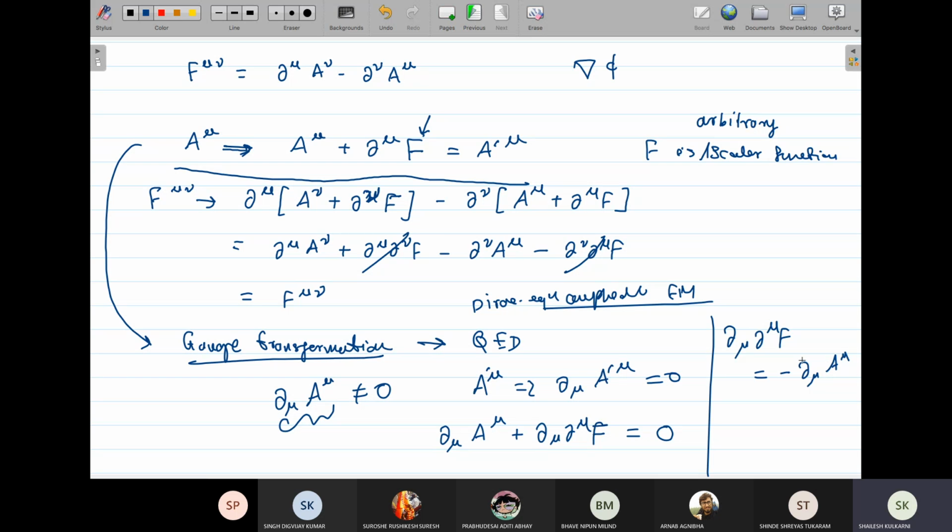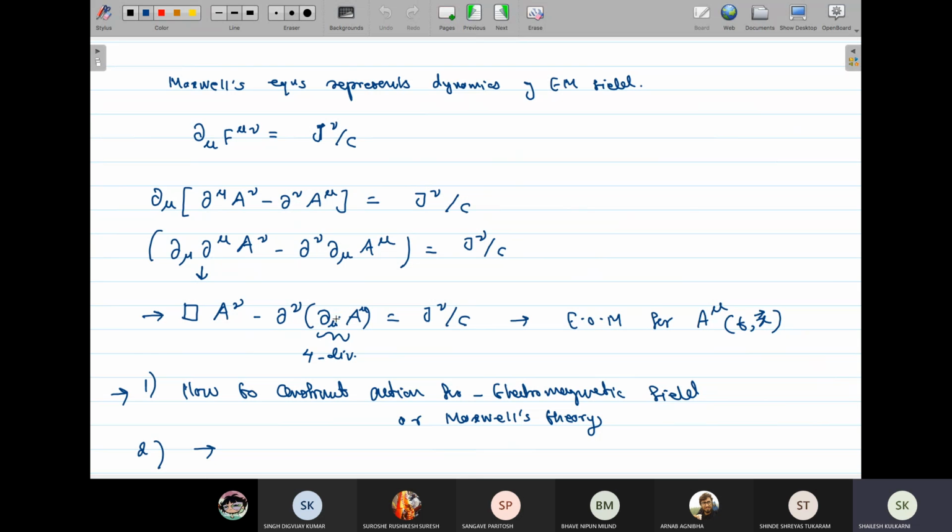But you said that this is non-zero, so this will be some function. I can solve this equation. So this is box F equal to minus some function. I can solve this differential equation and determine F. So for that F, if I use it here, then my new A mu is guaranteed to have 0 divergence. If I have 0 divergence, then I will substitute here and I will get box A nu equal to J nu by c.